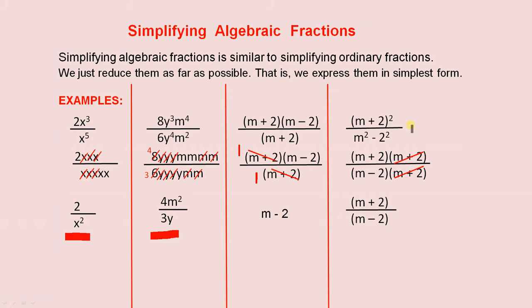In this example, m plus 2 squared, I have written it down twice. M squared minus 2 squared, that's just the difference of 2 squares. So that's m minus 2, m plus 2. We cross off the similar terms from the numerator and the denominator, and we're left with m plus 2 over m minus 2. And that's the answer.